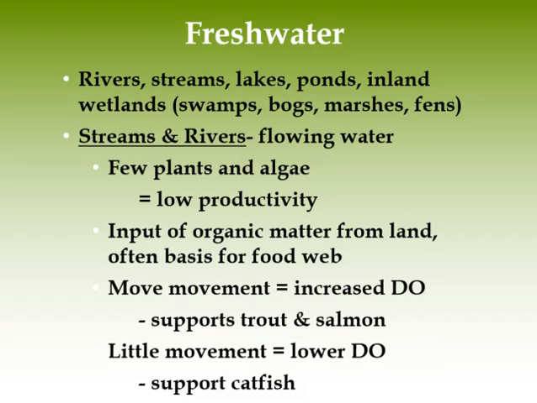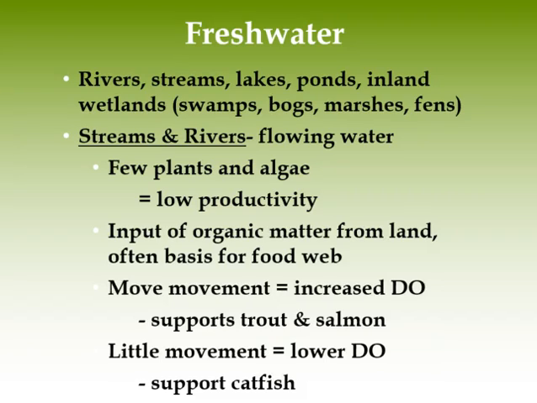Freshwater ecosystems are also categorized as either flowing water, such as rivers and streams, or standing like lakes and ponds. Flowing water usually has fewer plants and is therefore low in primary productivity. For this reason, the primary source of energy for the food web in rivers and streams is runoff from the surrounding land, such as erosion of soil and leaf litter.